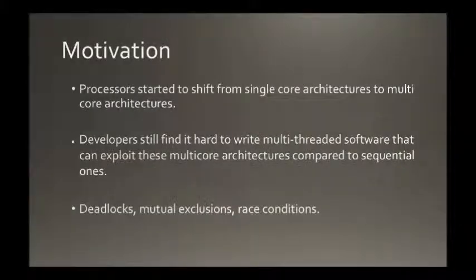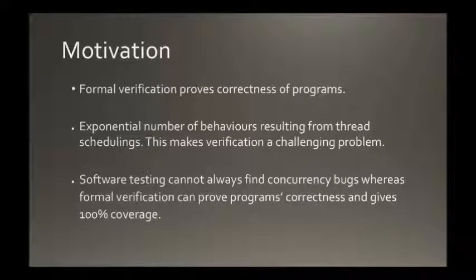Processors started to shift from single-core architectures to multi-core architectures. However, developers still find it hard to write multithreaded software that can exploit these multi-core architectures compared to sequential ones. Some of the problems are deadlocks, mutual exclusions, and race conditions.